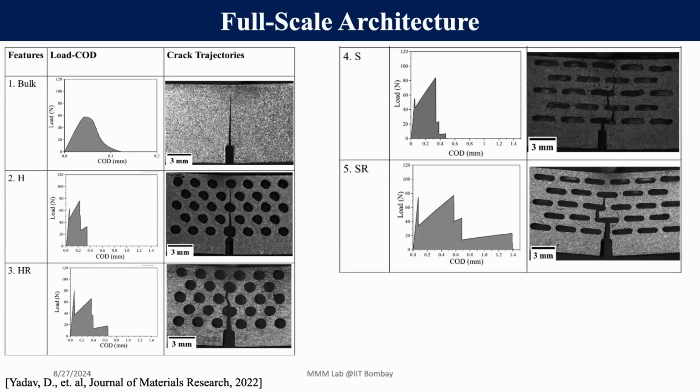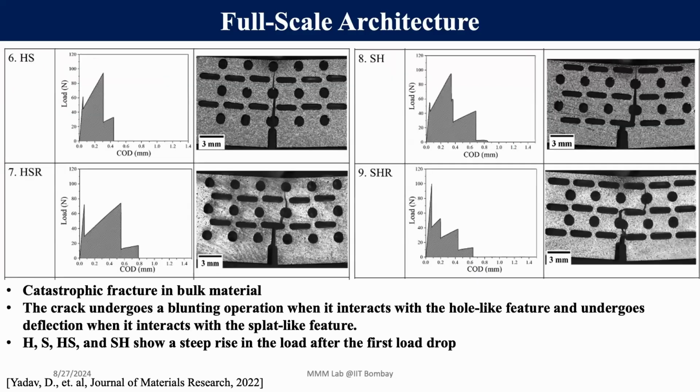In the case of a hole, the crack is blunted by the hole, and in the case of splat, it is deflecting at a 90-degree angle. And in the SR case also, you can see it's interacting with the splat at the center of the splat, but it's initiating at the corner of the splat. So here the crack propagation is going from mode 1 to pure mode 2. And so then we see the effect of the blunting plus the deflection. You can see the crack is blunted by the hole and deflected by the splat.